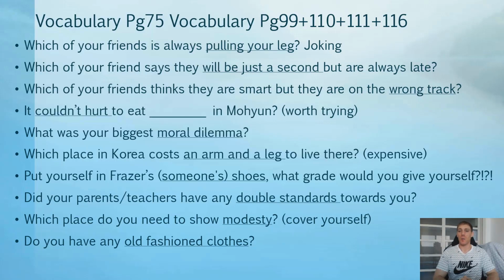So remember, double standards. That means one rule for you, but another rule for another person, but there's no reason. So if you have a double standard, it's like, oh, Fraser, you can do this. But then maybe my sister, no, you can't do that. But there's no reason. So the best examples of double standards are usually something that parents or teachers do. They show favor to somebody. So you can try to find an answer. Which place do you need to show modesty? Remember, modesty means to cover yourself.